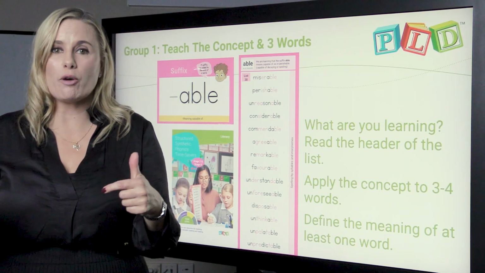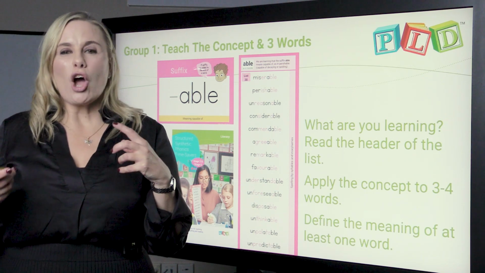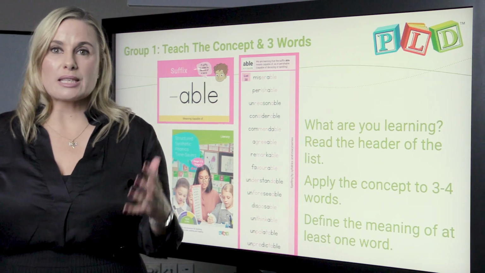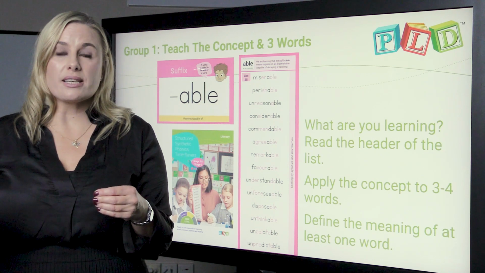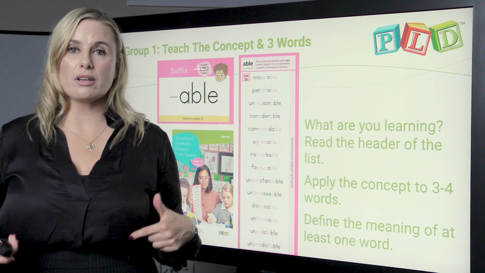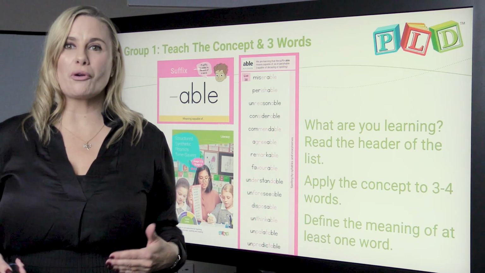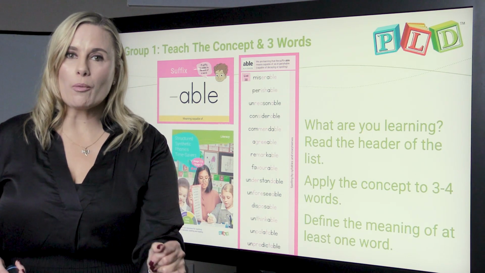So who can tell me, in group 1, what does the word agreeable mean? What's the base word? The base word is agree. Able means you're capable of it. So what does agreeable mean? Capable of agreeing. Good.